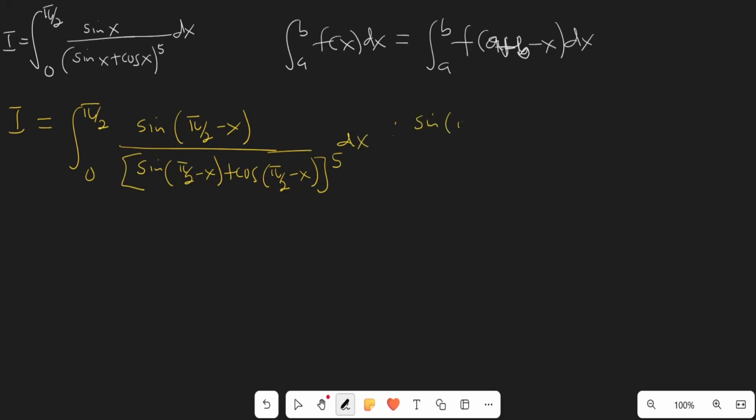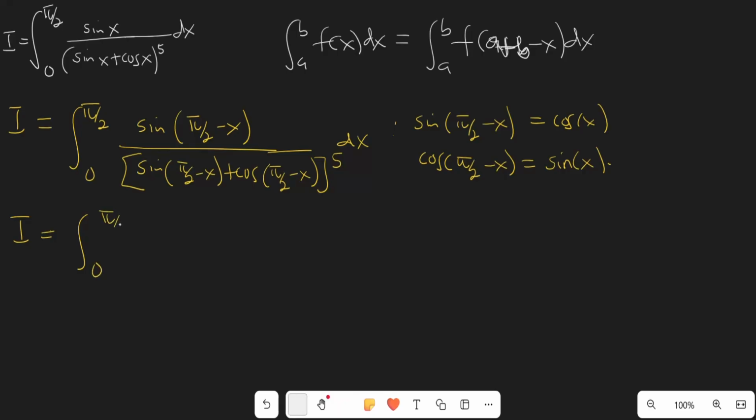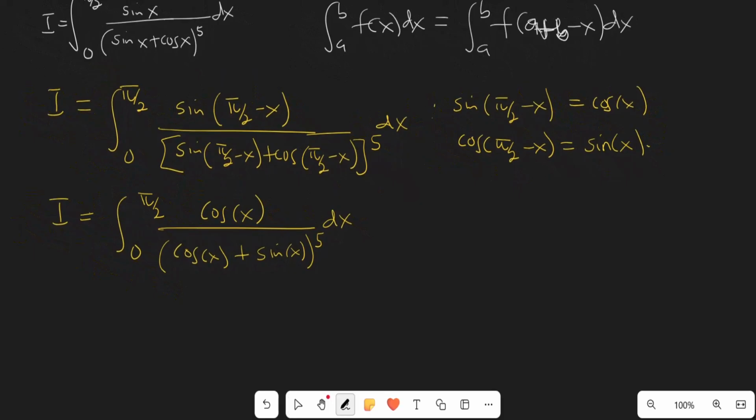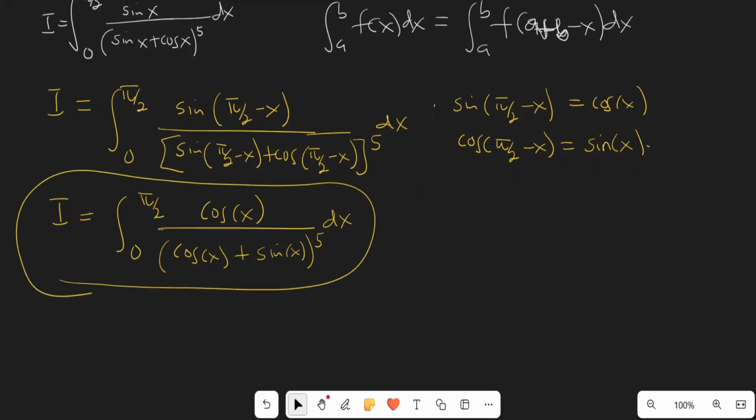Using the co-function identity, sine of pi over 2 minus x is cosine of x, and cosine of pi over 2 minus x is sine of x. So plugging those in, that becomes the integral from 0 to pi over 2 of cosine of x divided by cosine of x plus sine of x, all to the 5th power dx. So this is the integral transformed by the King's property, and this is our original integral.